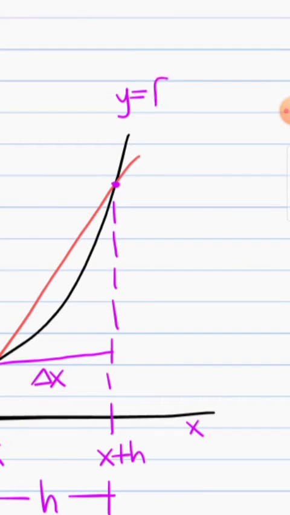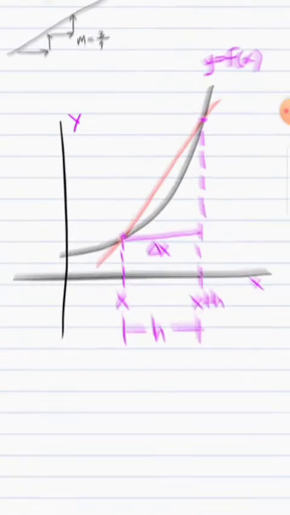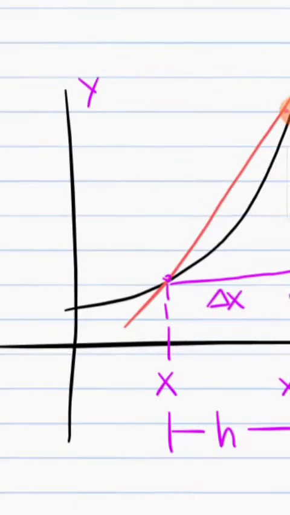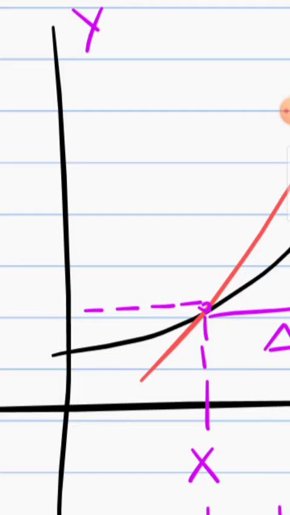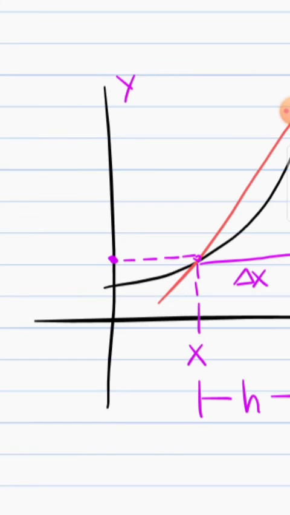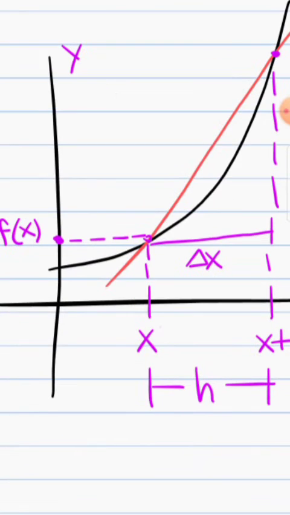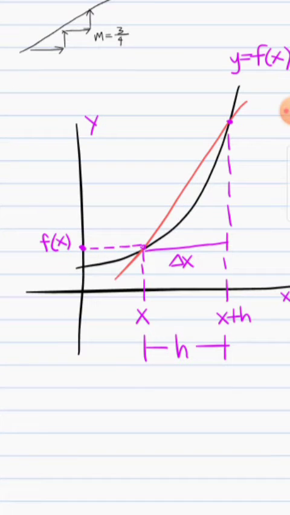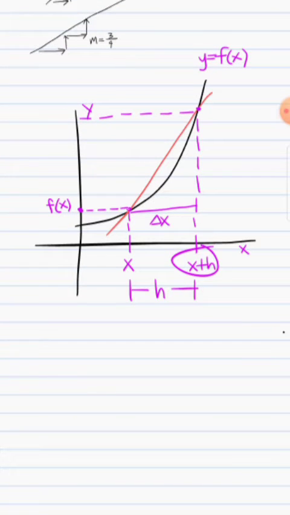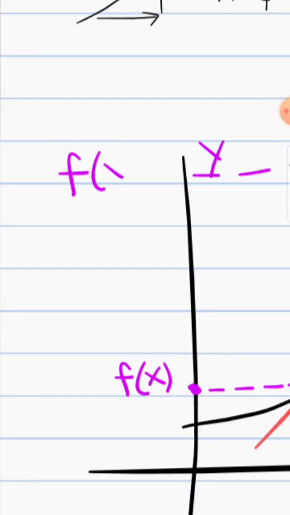Now since this is a function of x, if we have a point x here, then the point corresponding to this x is going to be f of x. We literally insert it into the function. And for this one, since this is x plus h, if we insert that here, we'll get f of x plus h.